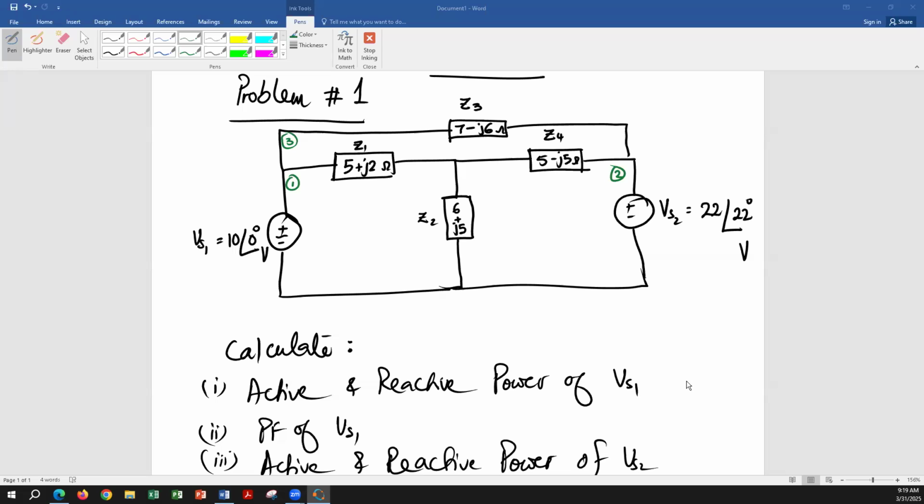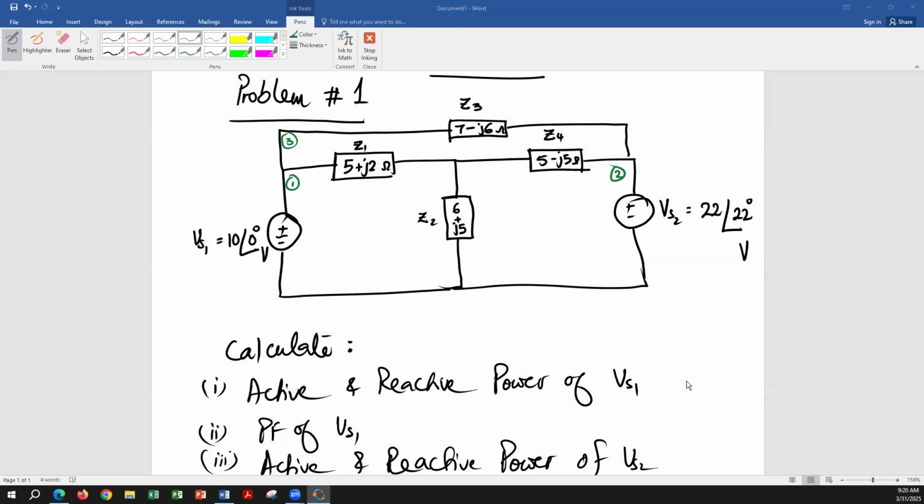Okay, so you guys are jumping into mesh analysis, and there are three loops, three meshes. It's fine, you can do it. And it's not difficult, because if you're using MATLAB and creating matrices, it's very easy to solve. But there are three meshes, that means three equations.